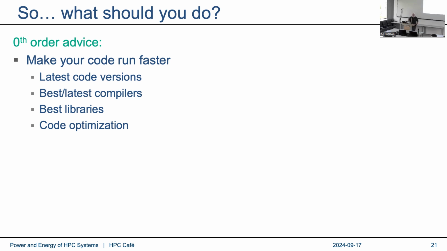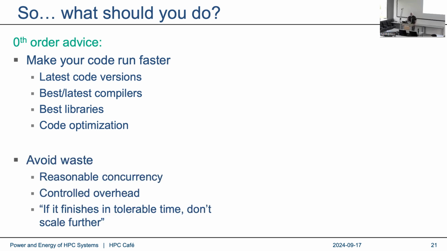So how do you do that? You use the latest code versions, use the latest GROMACS. There was a blog post recently by Anna Kahler, which showed that it's really good to use the latest GROMACS versions. Use the best and latest compilers with high optimizations, best libraries optimized for the underlying architecture, and employ code optimizations. If you don't know how to do that, visit one of our courses. We teach you that.